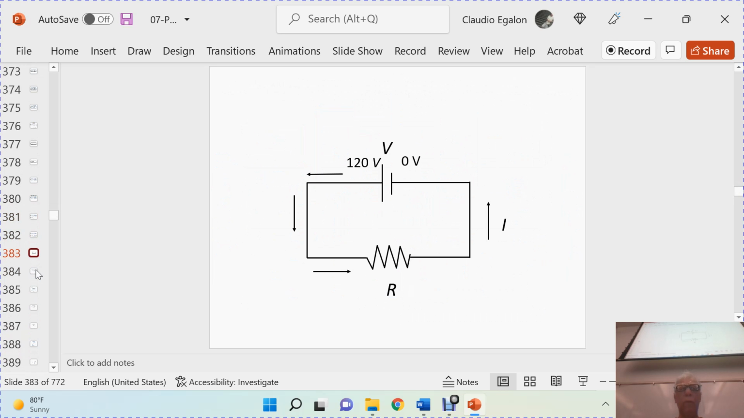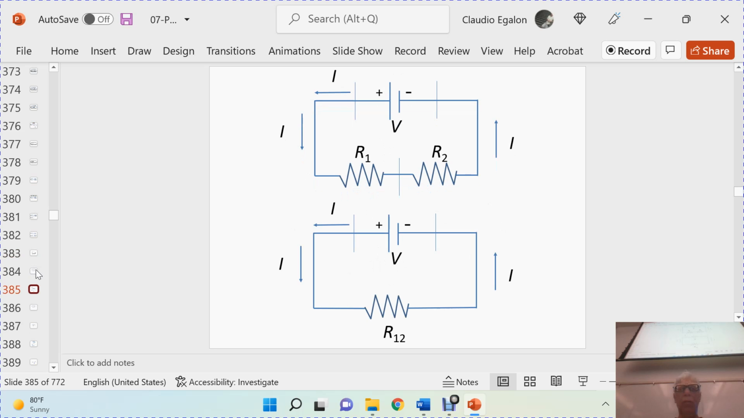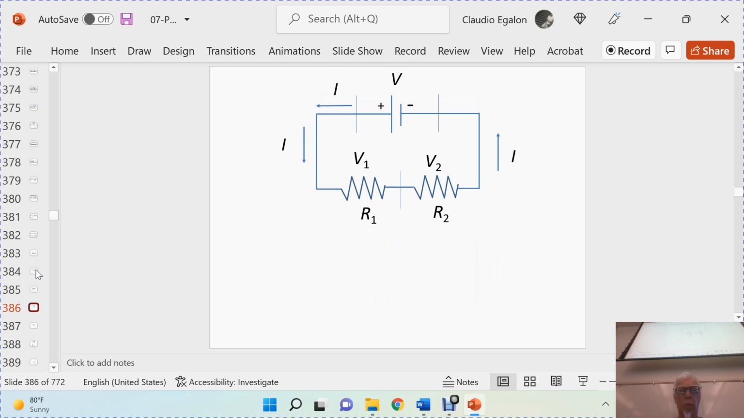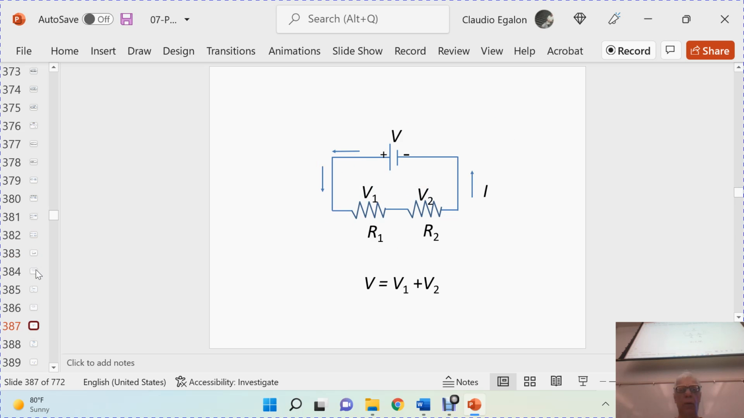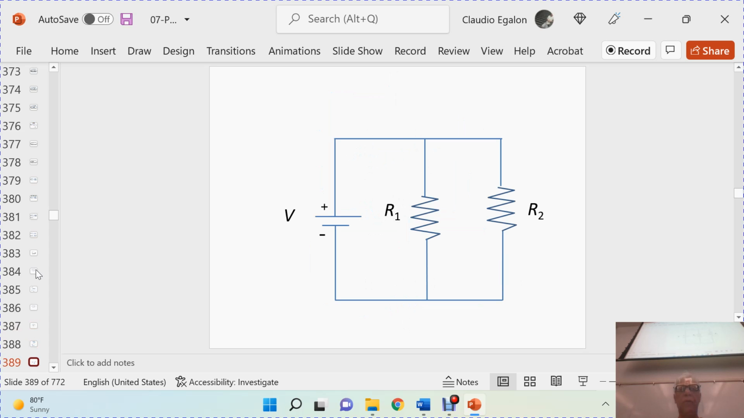Two resistors, one resistor in a single circuit, two resistors in series, right? And these two resistors in series can be reduced to a circuit with a single resistor, equivalent resistance R12. Okay, so here you go. Equivalent resistance, REQ. And then you can have resistors in parallel, right?